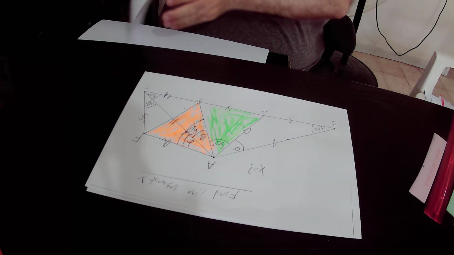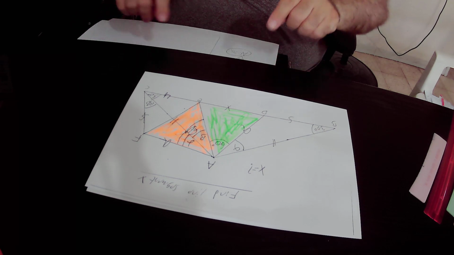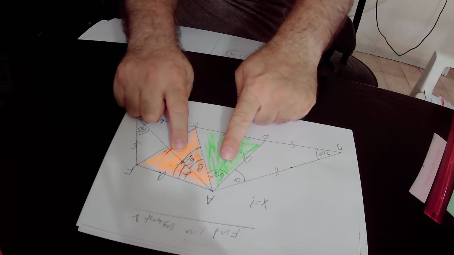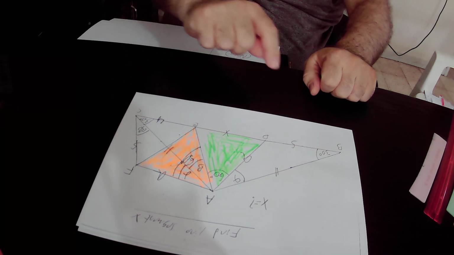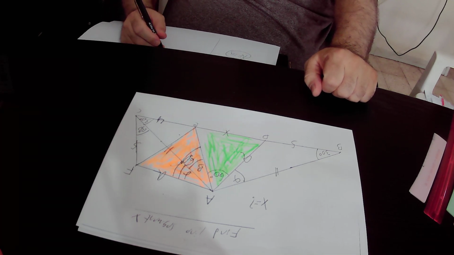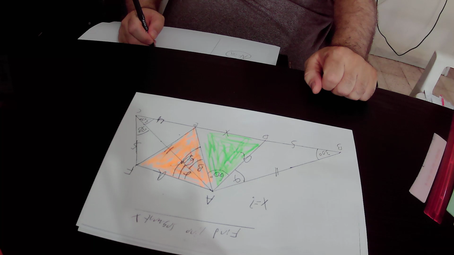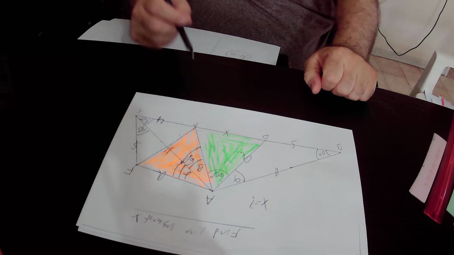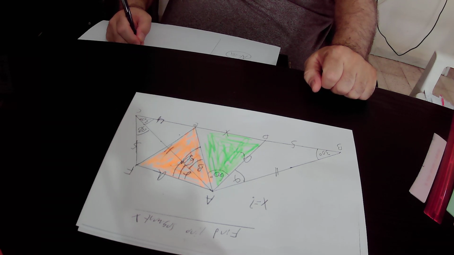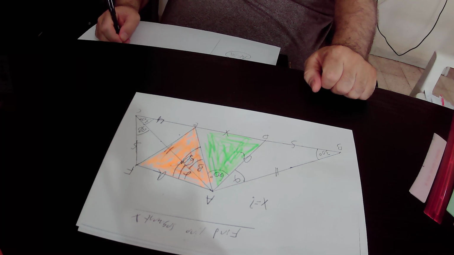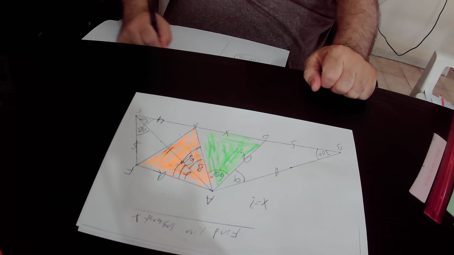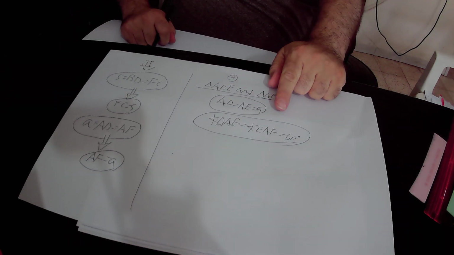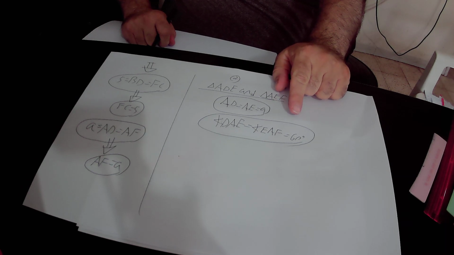In addition, those two angles are both equal to 60 degrees, therefore they are equal to each other. So here, angle DAE is equal to this angle, that is actually angle EAF. And both angles are equal to 60 degrees, therefore they are equal to each other. I repeat again, angle DAE equals angle EAF. They are both equal to 60 degrees, therefore they are equal to each other.